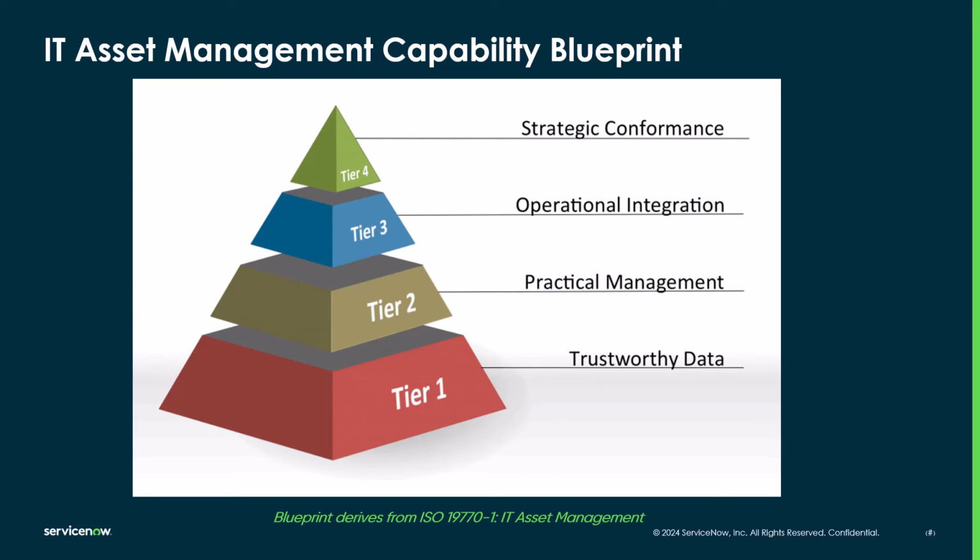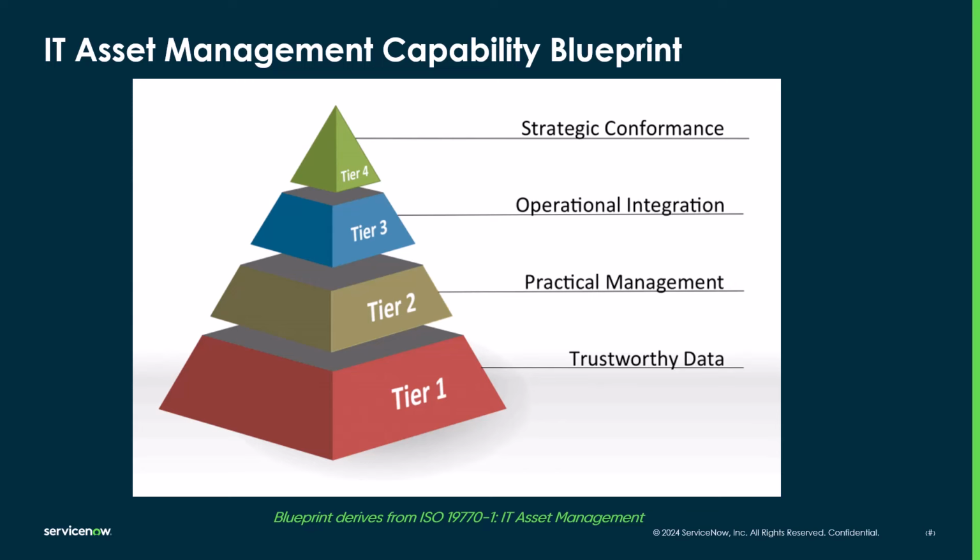From there, you can move into tier 2, which is practical management, where you can improve those management controls and then start driving the benefit from those controls. Tier 3 is about your operational integrations, which is about improving efficiency and effectiveness through integrations with other areas like requests, procurement, or maybe your ITSM help desk system. And then tier 4 is strategic conformance, where you really achieve best in class.